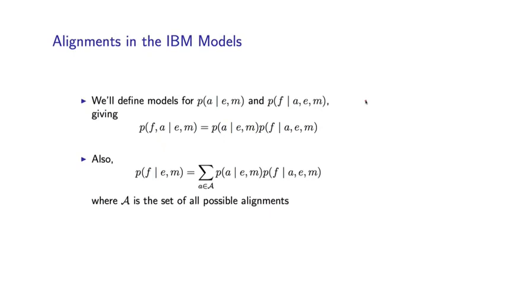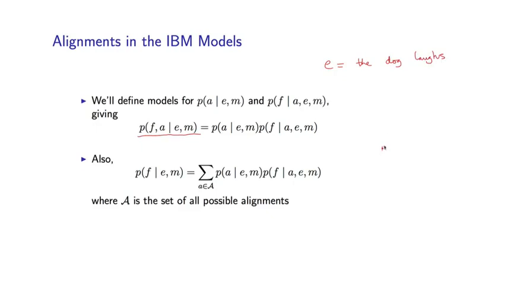So the next idea will be to define a model which assigns a conditional probability to any alignment A paired with a translation F, conditioned on two things, conditioned on the English sentence and on the length of the French translation. So you can visualize this as follows. We might have some English sentence, for example, "the dog laughs."